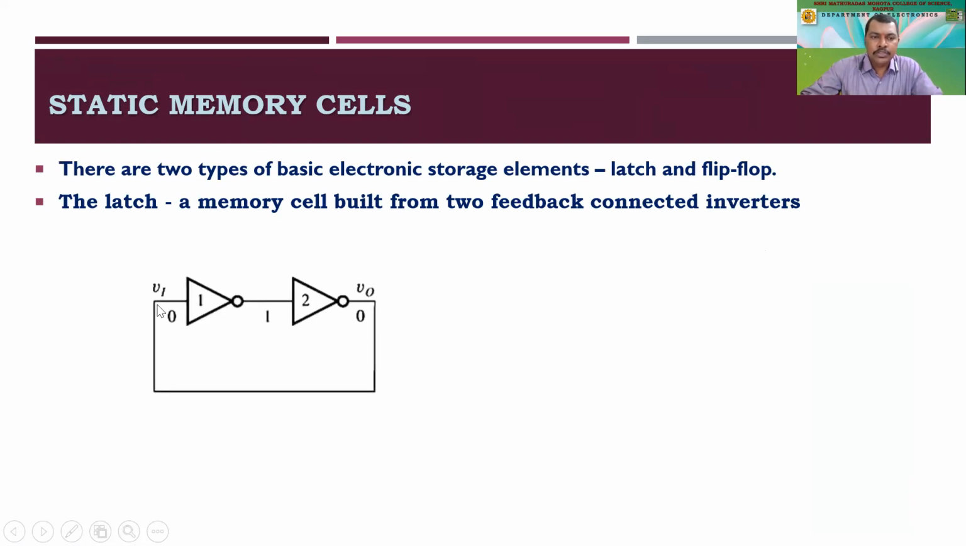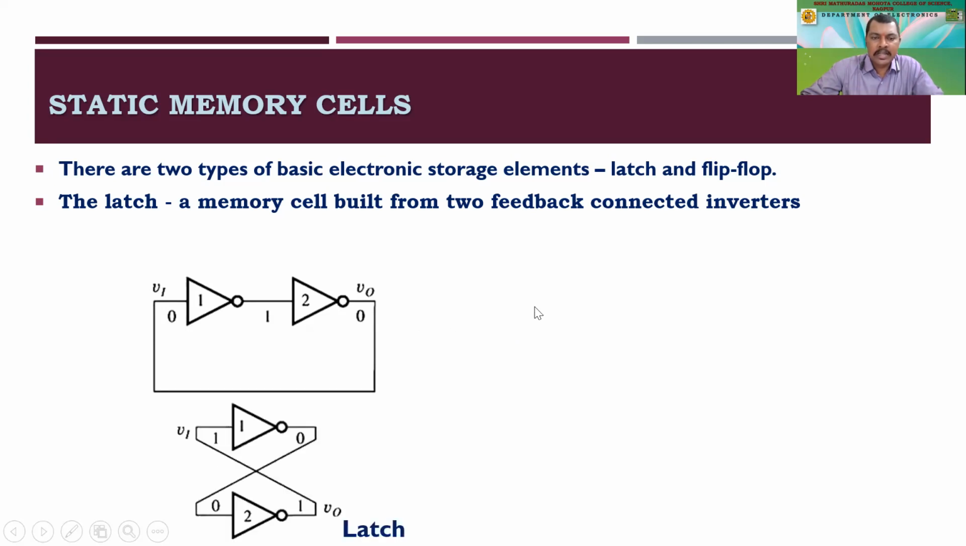So whenever we apply zero to the input of the first inverter, that is the NOT gate, automatically one will appear on the output of the NOT gate, and that one is fed to the input of the second, so it will again give you zero. So this zero is again input to V1, the first input of the NOT gate. So it retains one over there. So this is the basic concept of the feedback connected network, and we call it a latch.